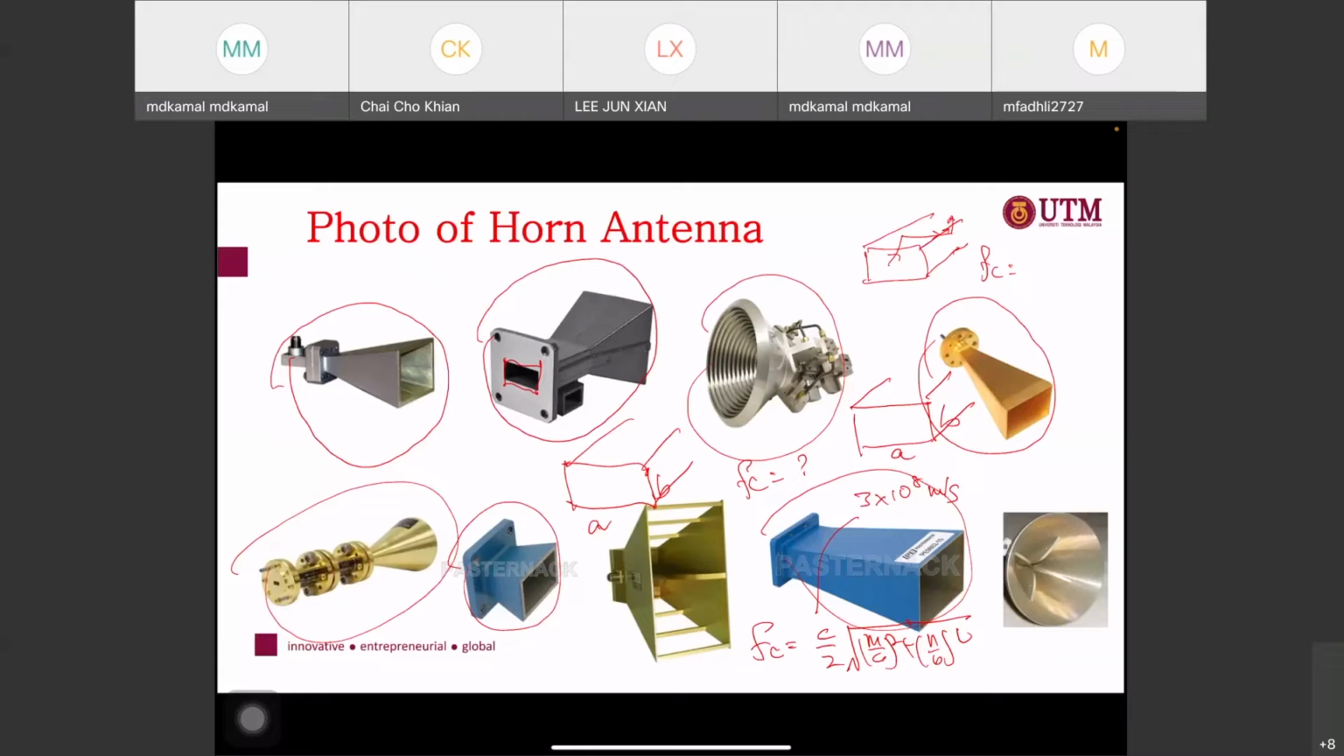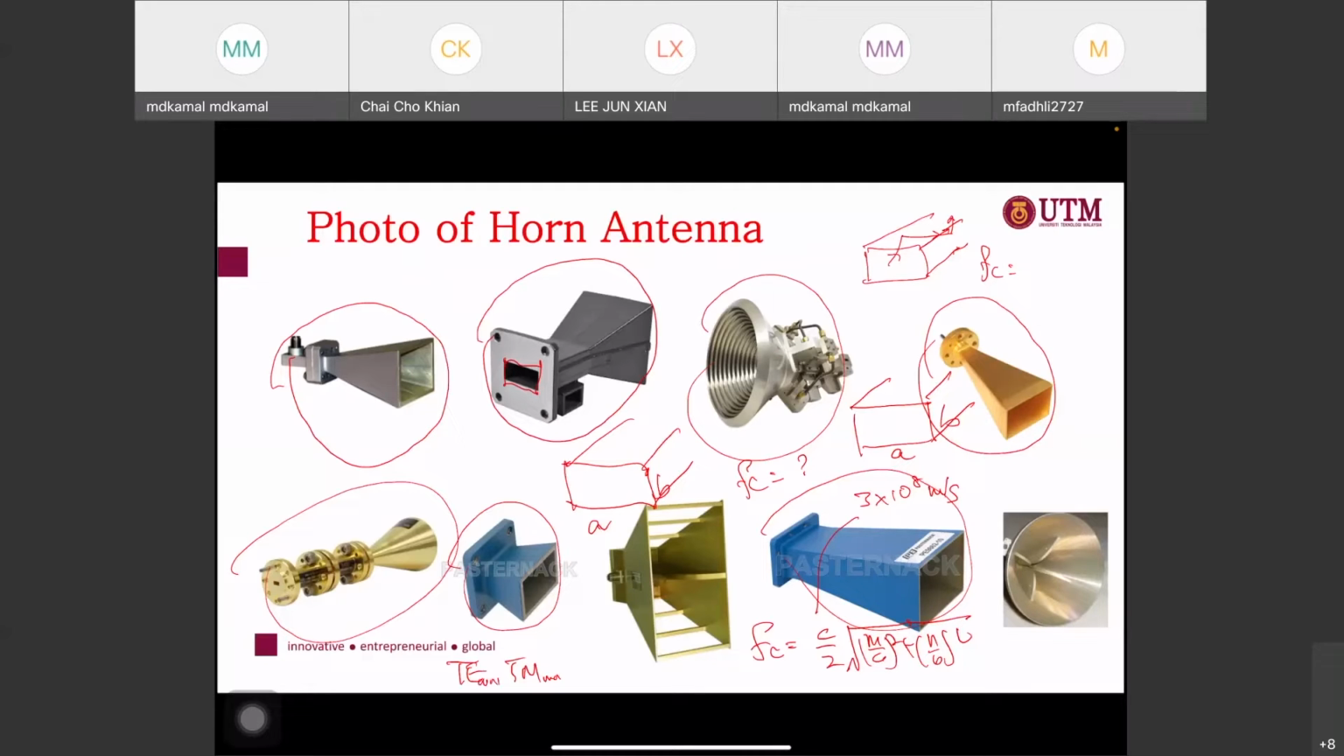Okay, so from here, M and N are the mode numbers, because in the waveguide we have a lot of different modes. What you have learned before, in terms of TE and TM, this is your M and N. M and N are the mode numbers. It means that the modes could be infinite. You can have TM11, TM21, TM31, and so on, or TE10, TE01, TE11, TE21, and so on.